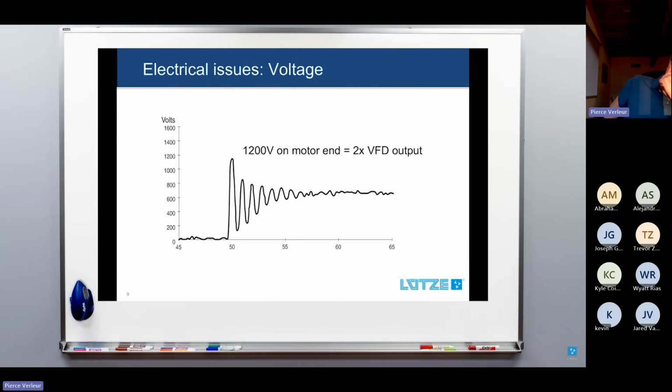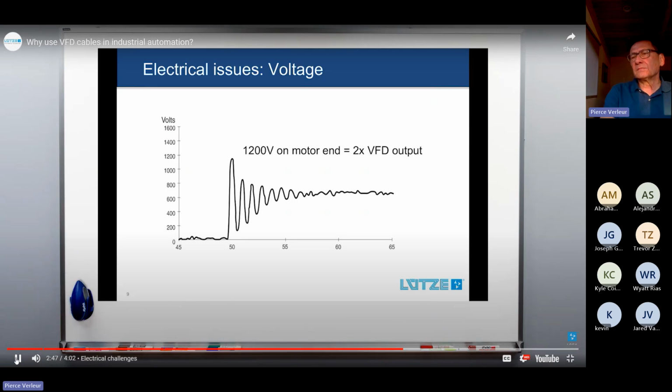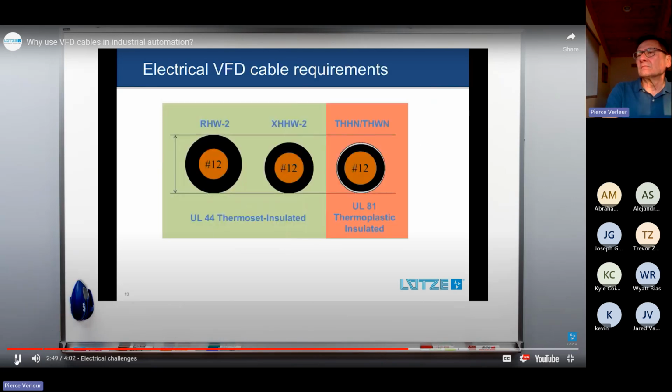As a result, your cable must withstand a lot higher voltages than you may have expected. We have seen spikes on a 480 volt drive reaching 1200 volts on the motor. For this reason, you want a thermoset insulation material that can withstand nominal voltages of at least 1000 volt.